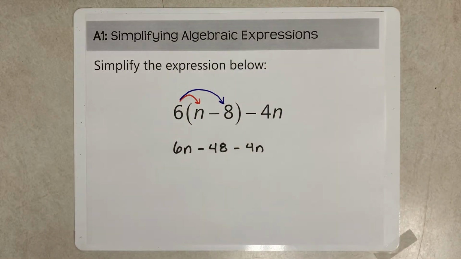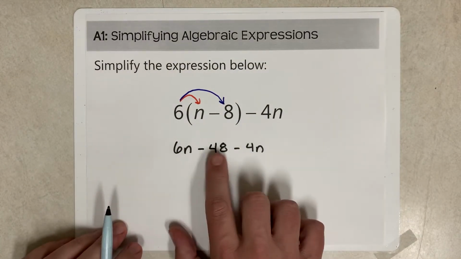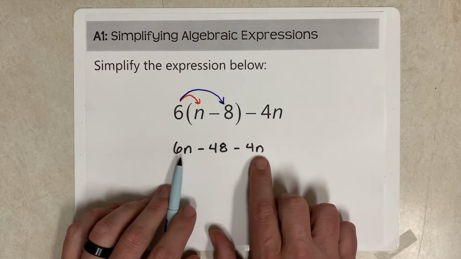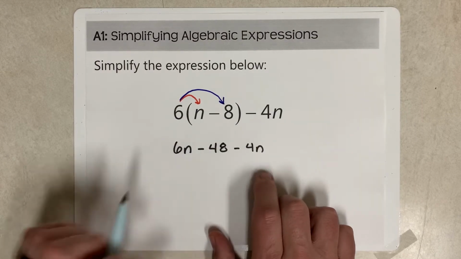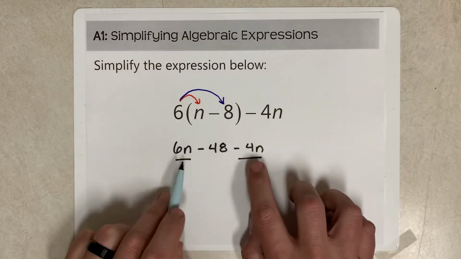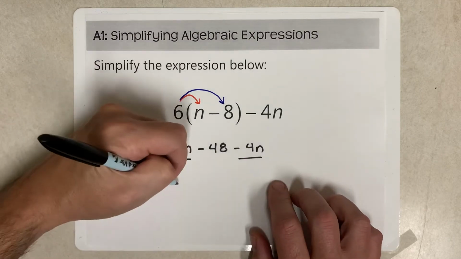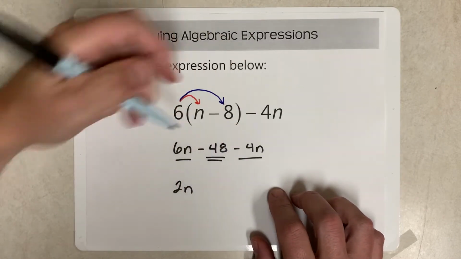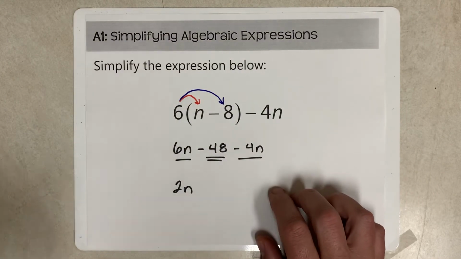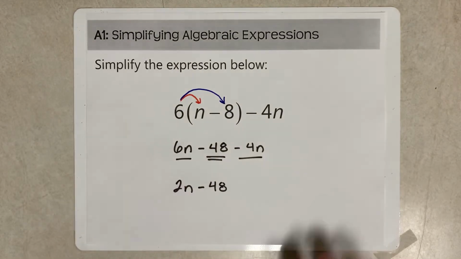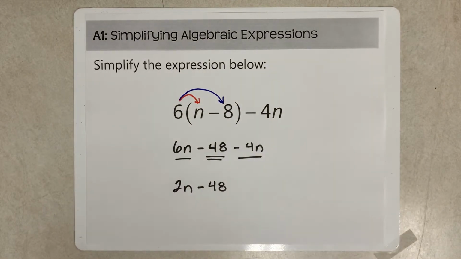All right, so let's see where we're at now. I've got 6n, minus 48, minus 4n. So I have two terms that have the same variable, so those are like terms. A 6n and a negative 4n, well, that total would be a 2n. The minus 48, there's only one of those constants, and so minus 48 will go here. And then that's all we can do, 2n minus 48.